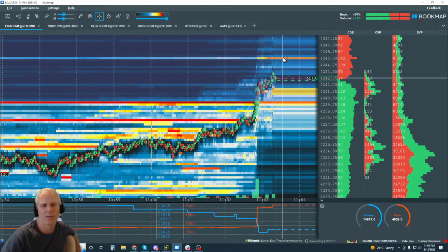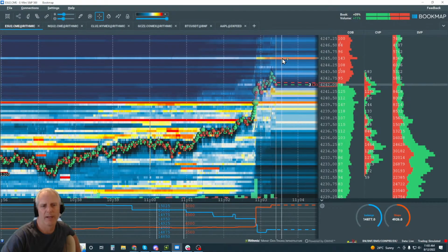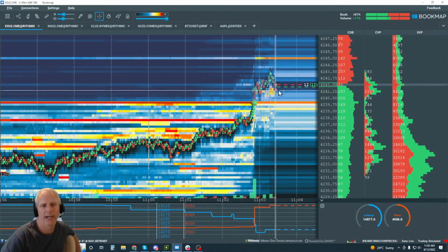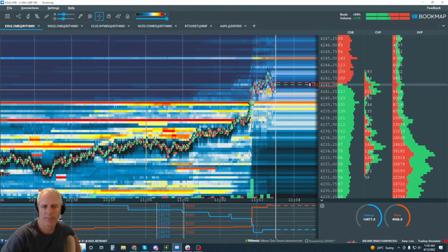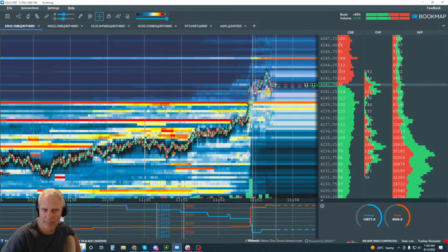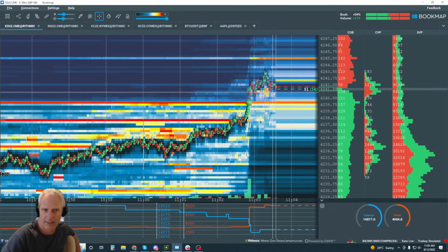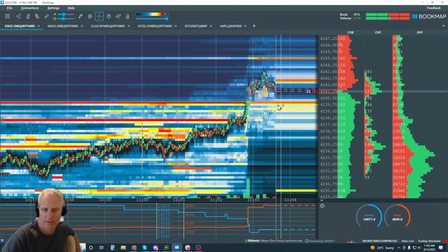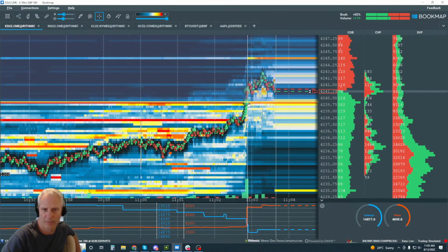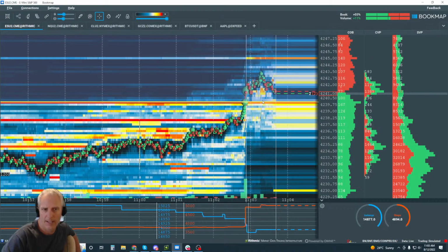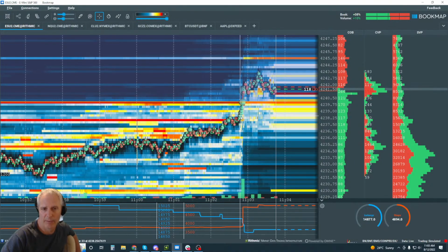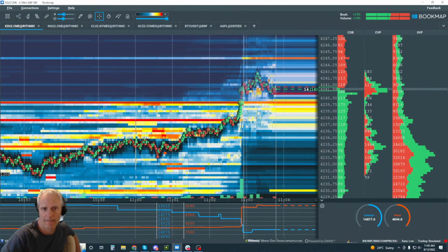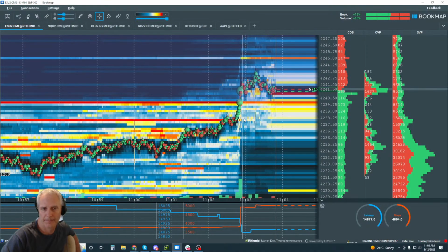All right, let's see if we can get here to, we're getting a pullback. This is a strong move, so we want a shallow pullback. These can be little considerations for entry points for your pullback. Or here, this is another one, obviously through 40, and they're on the bid here at 40. And the last one would probably be back down into here, where it broke out from.